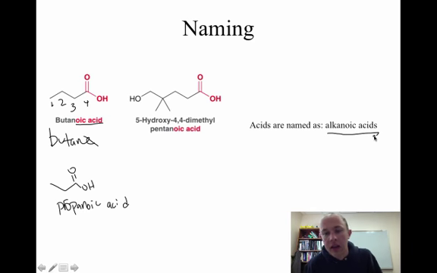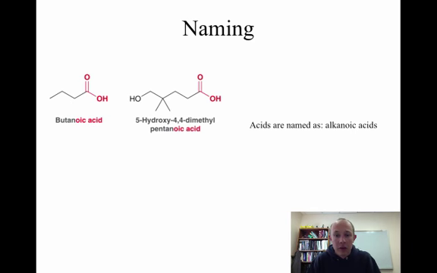You drop the E and add an oic acid to name carboxylic acids, and the carboxylic acid always gets the highest priority. So even if there is an alcohol, it's named as a carboxylic acid. This would be 5-hydroxy-4,4-dimethyl pentanoic acid, with this carbon always being carbon 1 if you have substituents on there.